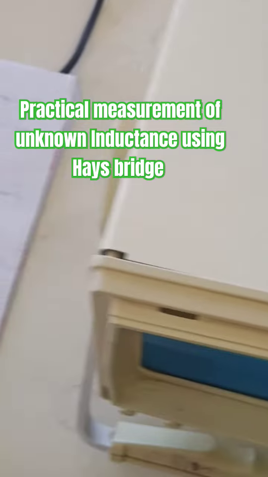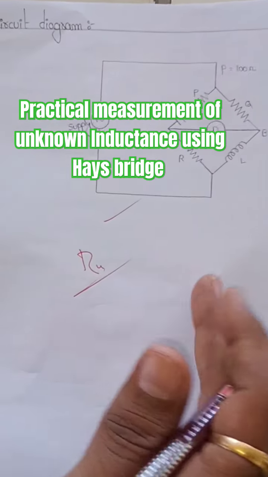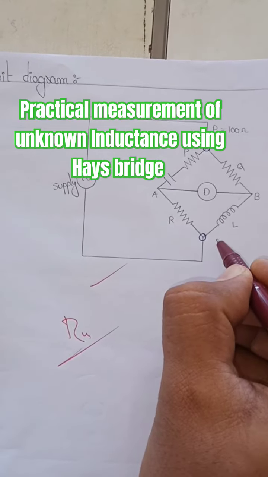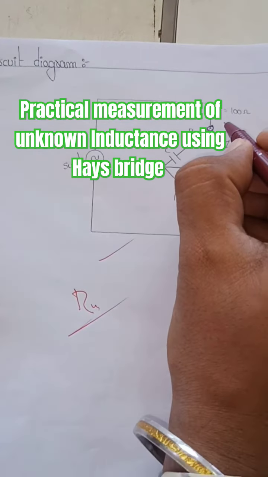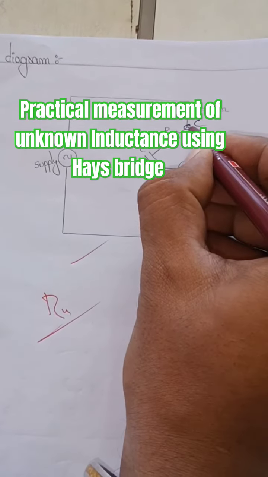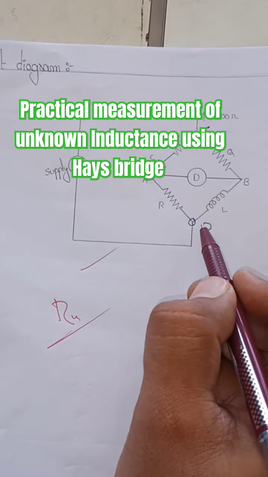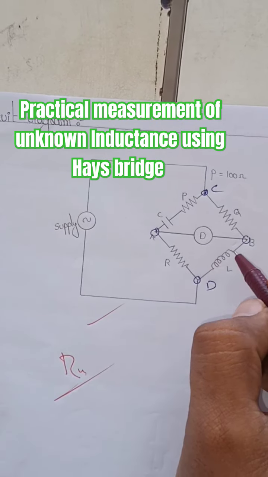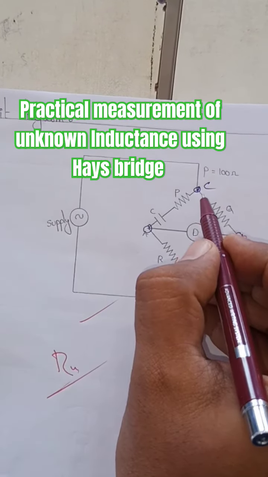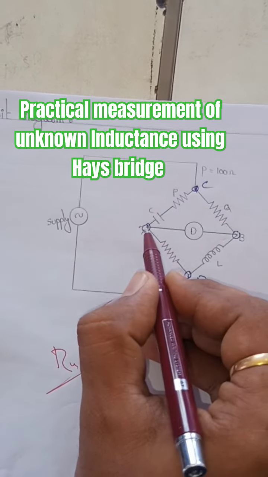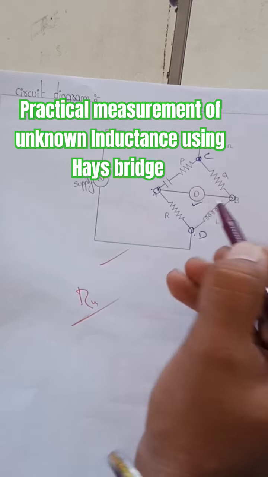So coming to the bridge network, this is the circuit diagram of the bridge network. Actually, we are giving the excitation at P. So let's try to mark the nodes. So this is A, B, C, D. So we are giving excitation at C and D, and we are connecting the galvanometer at A and B. The concept here is that we have 4 terminals. At 2 terminals we have to give the supply, and at the remaining 2 terminals we have to connect the galvanometer.